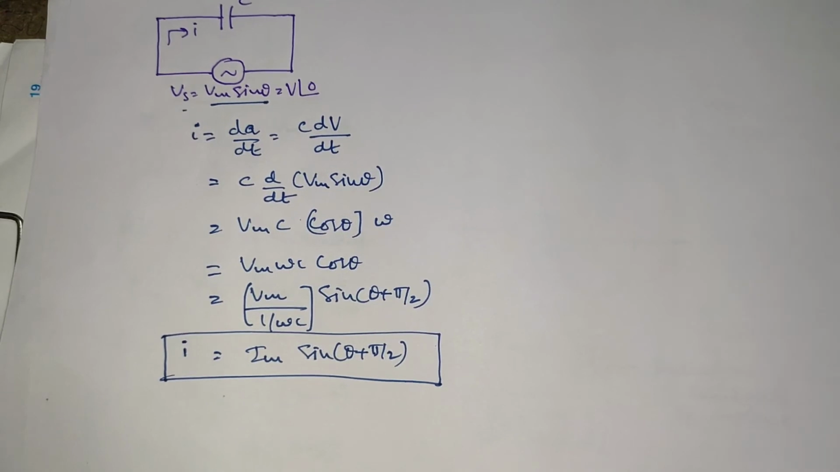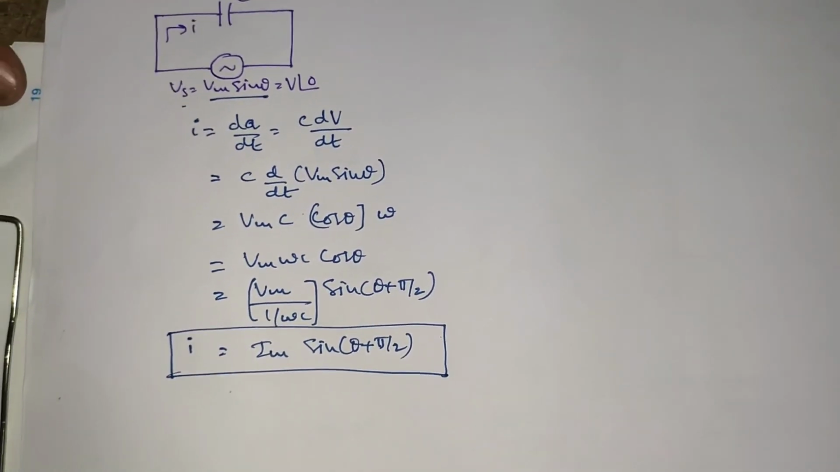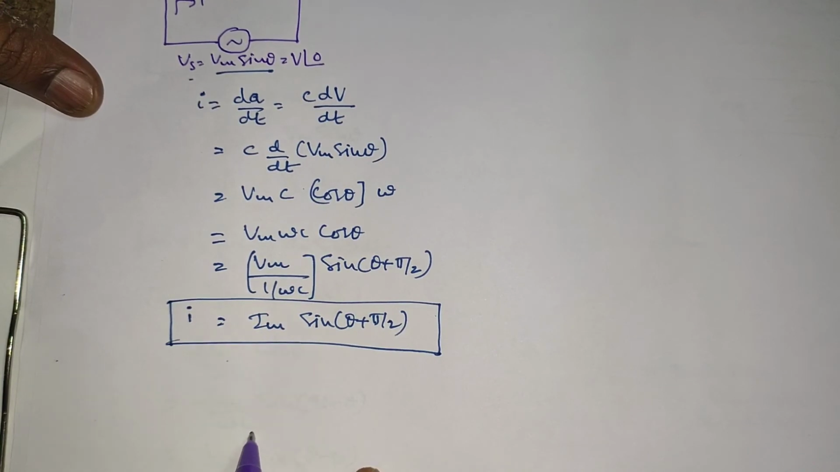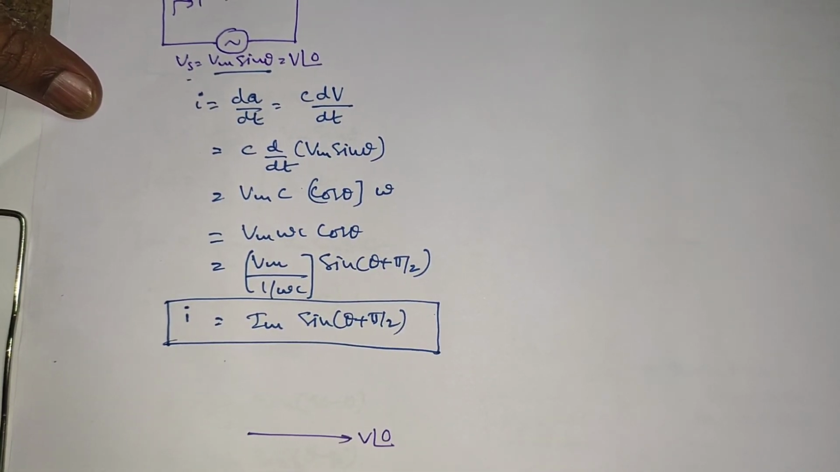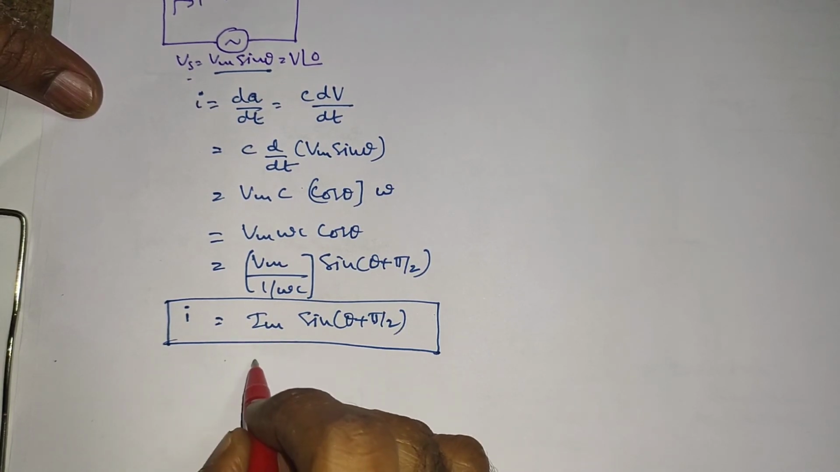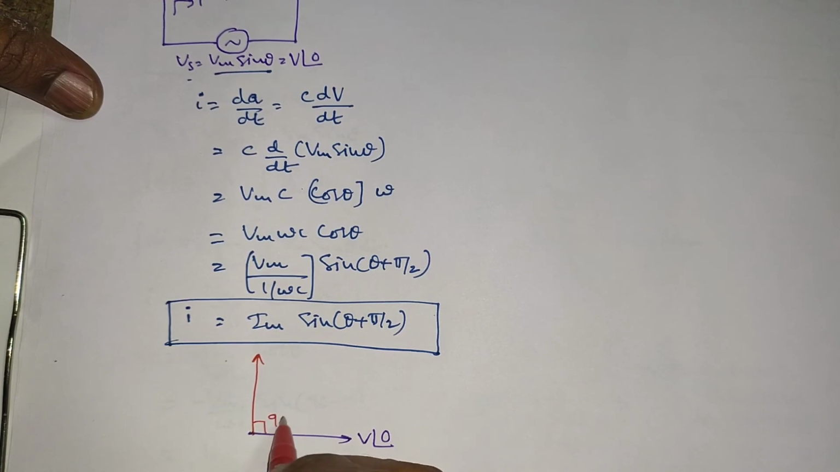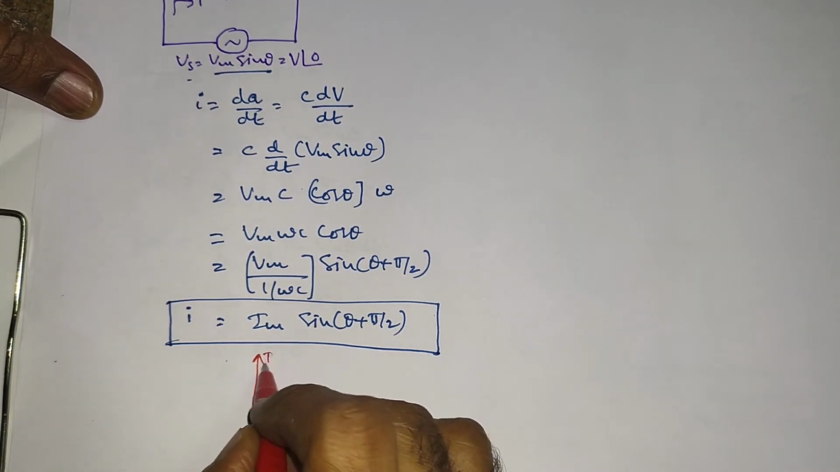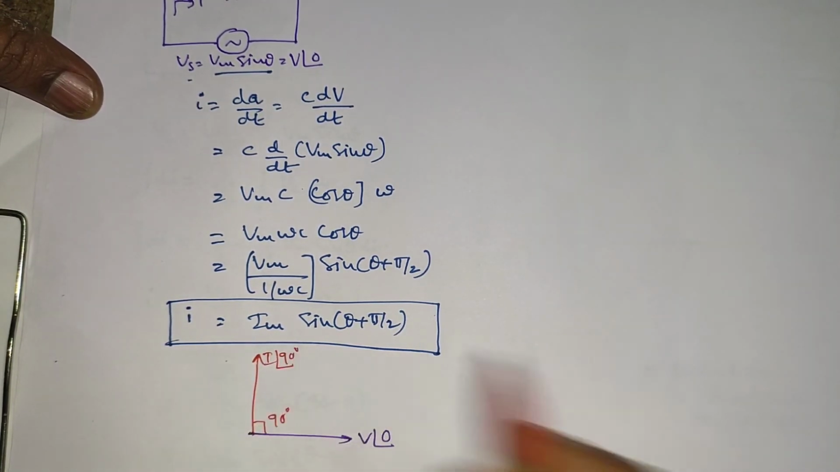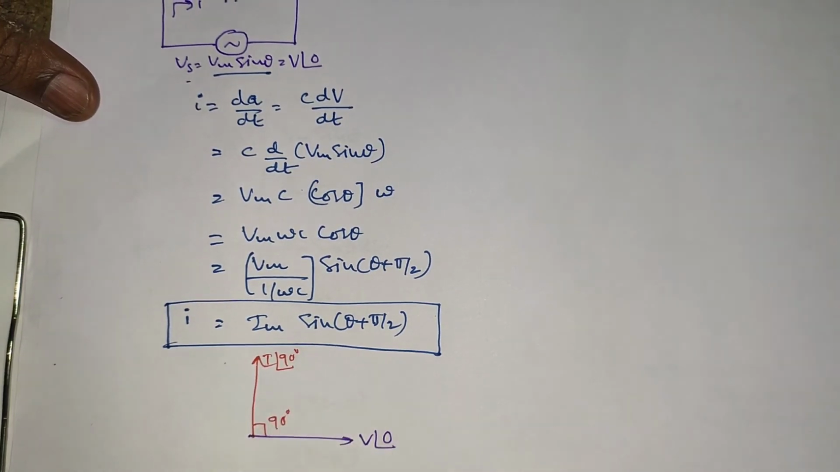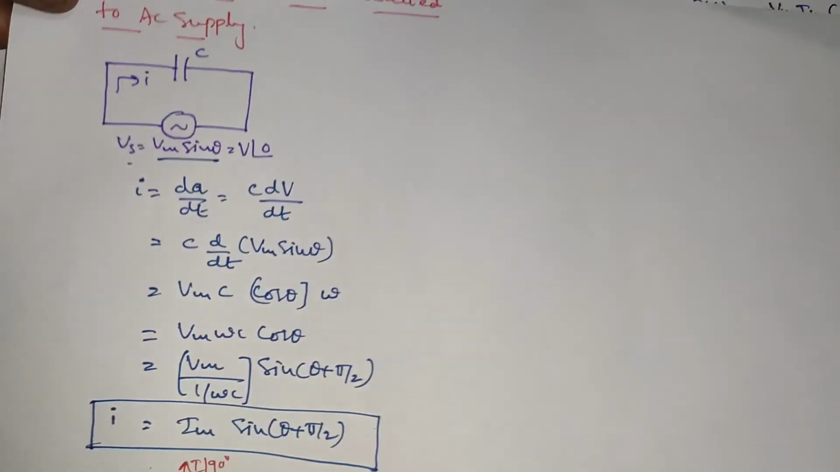When it is represented in vector form, considering the voltage vector as the reference, say this is V at an angle of 0, then the current has a phase advance of 90 degrees, so this is I at an angle of 90 degrees. Or you can say that the current is going to lead the voltage by an angle of 90 degrees here.